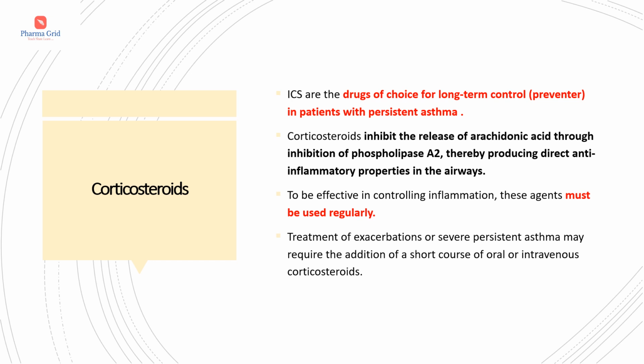Next category of drugs is corticosteroids. These inhaled corticosteroids are the drugs of choice for long-term control or preventive options in patients with persistent asthma. Corticosteroids inhibit the release of arachidonic acid through inhibition of phospholipase A2, thereby producing direct anti-inflammatory properties in the airways.